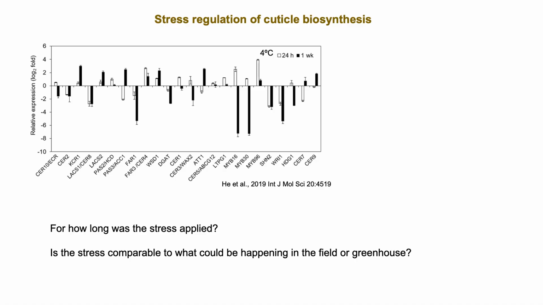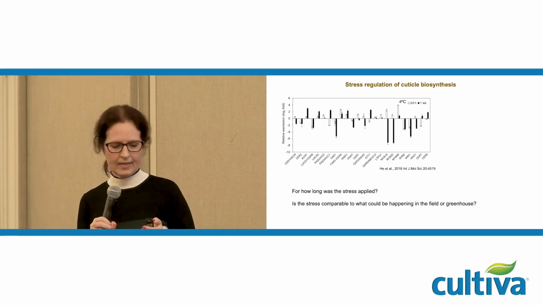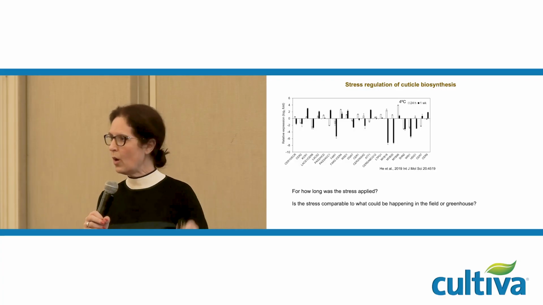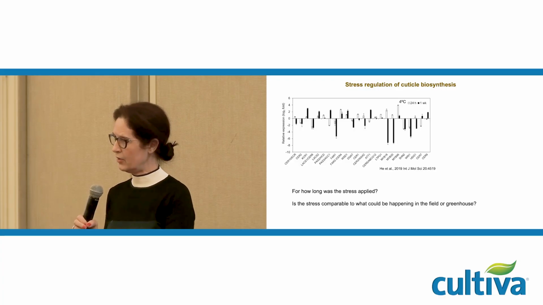When we see these experiments, there is a question that is very important. For how long was the stress applied? Because if I'm applying a stress for 24 hours and I'm getting an overexpression of genes and an increase in cuticle, that is fantastic, but that only tells me what's going to happen in the field if during my growing season the plants have one day of very bad temperature or very bad weather, or a week. Something very different would be what happens if I'm growing the plants under those specific conditions from the beginning till the end.